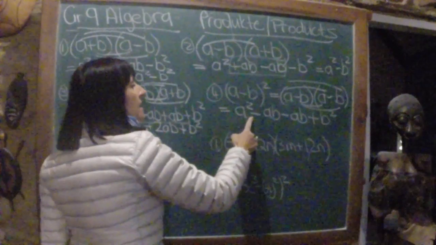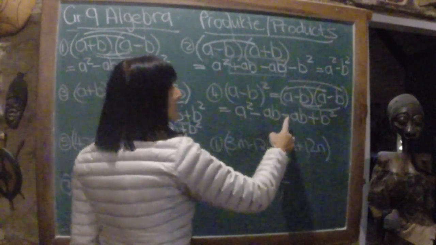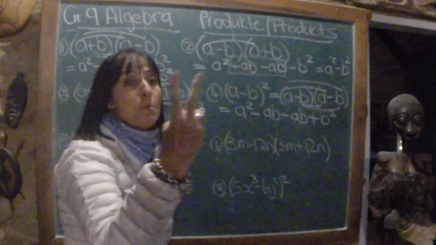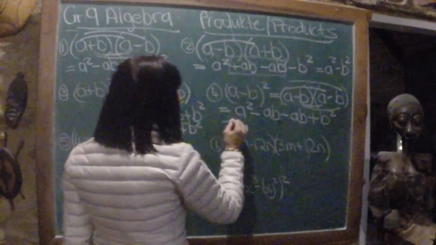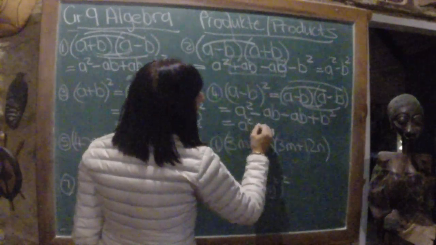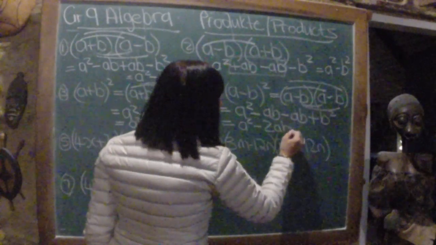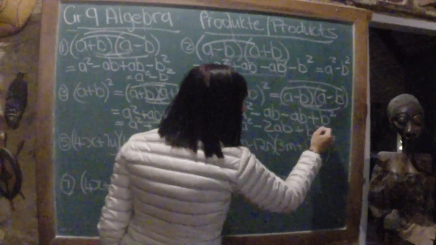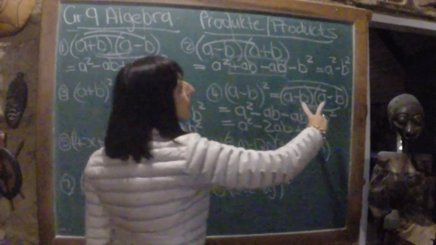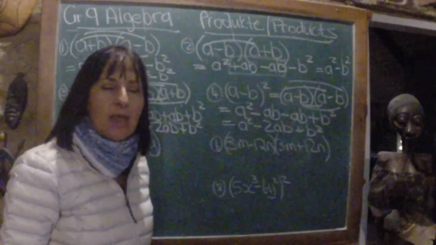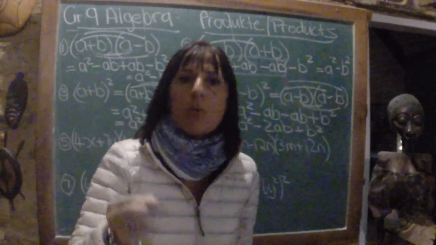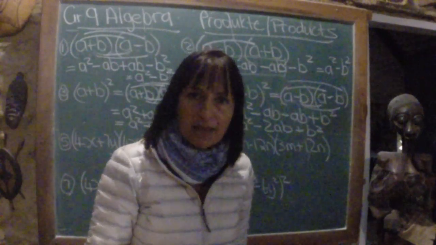Now I have minus apple banana minus apple banana, which gives me 2 minus apple bananas. They don't eat each other this time. Very important, why don't they eat each other? Because both brackets have minuses in them, and then the middle term won't vanish mathematically.